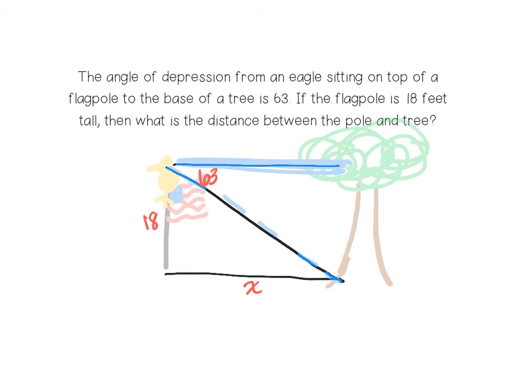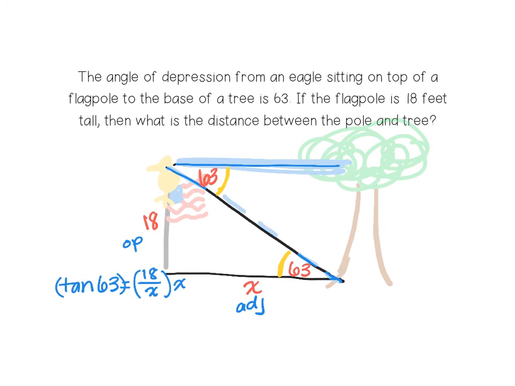Now, looking at this from the get-go, it doesn't look like we have enough information. But remember that this angle right here and this angle right here are alternate interior. So this is also 63. So now I have 63 degrees of an angle. I have an opposite side and an adjacent side. So the tangent of 63 equals 18 over x.